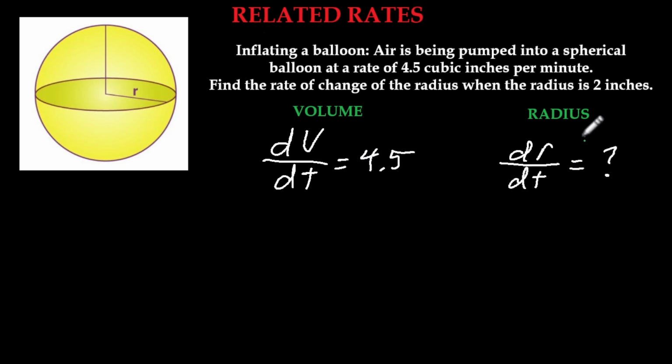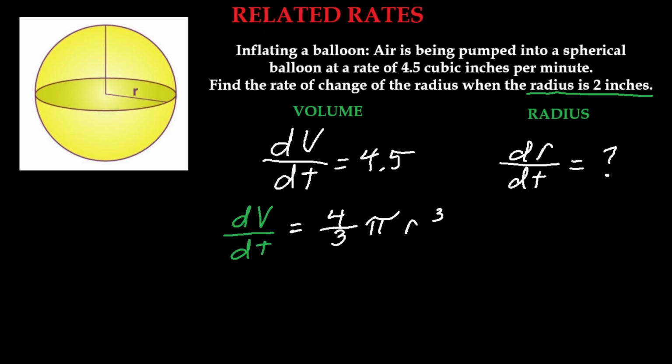What we're trying to find is the change in radius at the point in time when the radius is 2 inches. Now, in order to relate these two, we'll start with the formula for the volume of a sphere, which is 4/3 pi r cubed. First, using implicit differentiation, on the left side, we have dV/dt, which is the change in volume over time. And then on the right side, we'll use the chain rule. We bring the exponent 3 to the front, and we reduce the exponent by 1. And then using the chain rule, we'll do dr/dt.